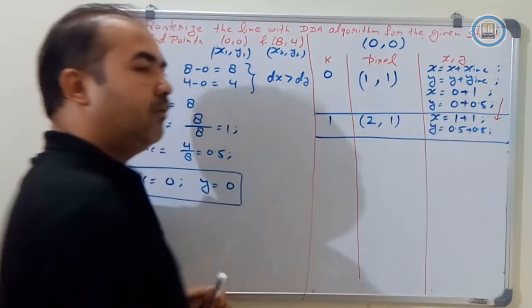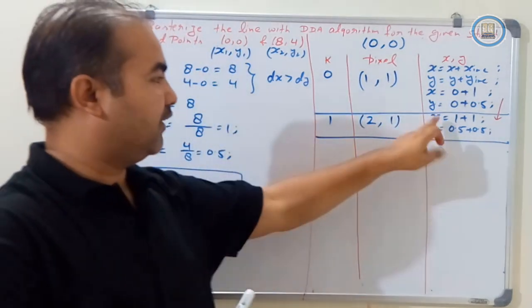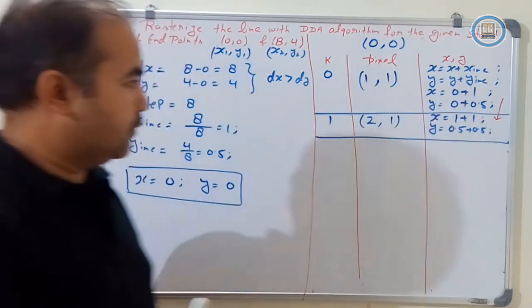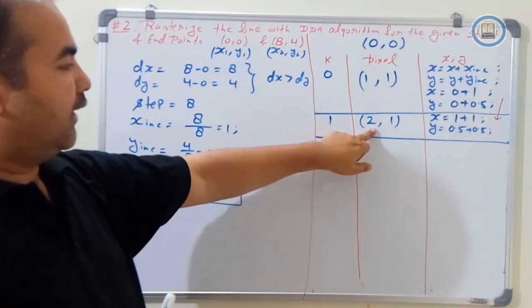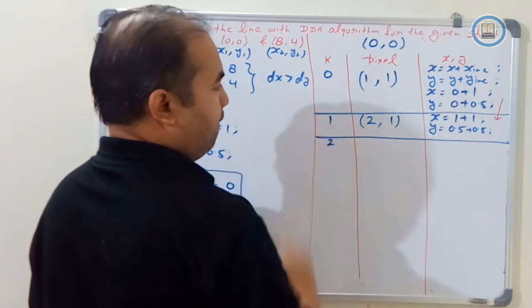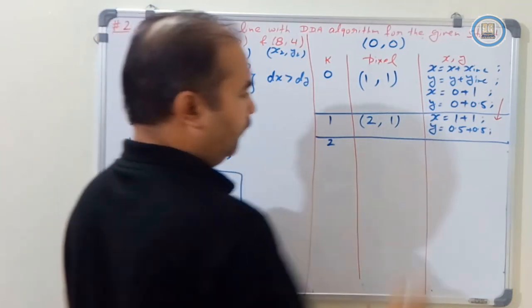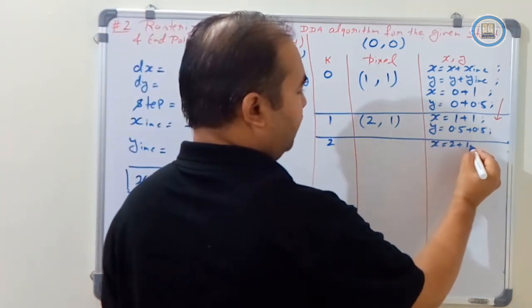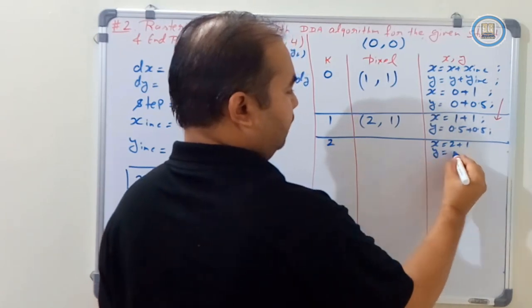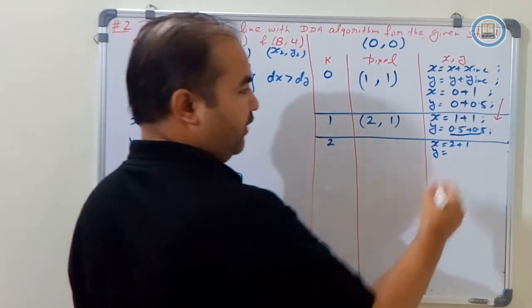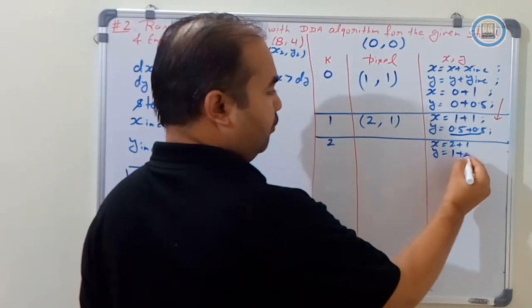Here there is no need to round off the value because the values of x and y are already 2 and 1, which are integer values. So you will get 2, 1 at this place. For the next step, step number 2, we need to do the same thing. x equal to 2 plus 1 and y equal to 1. At this time, y equal to 0.5 plus 0.5, it is 1 plus 0.5.